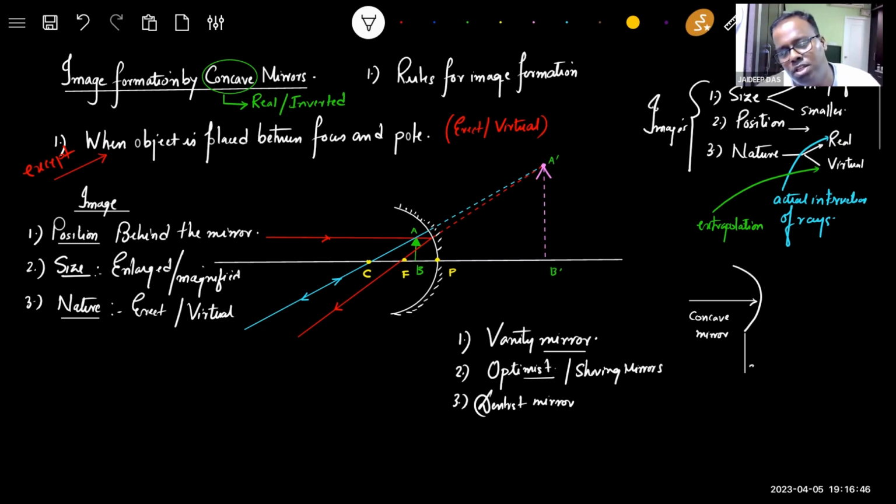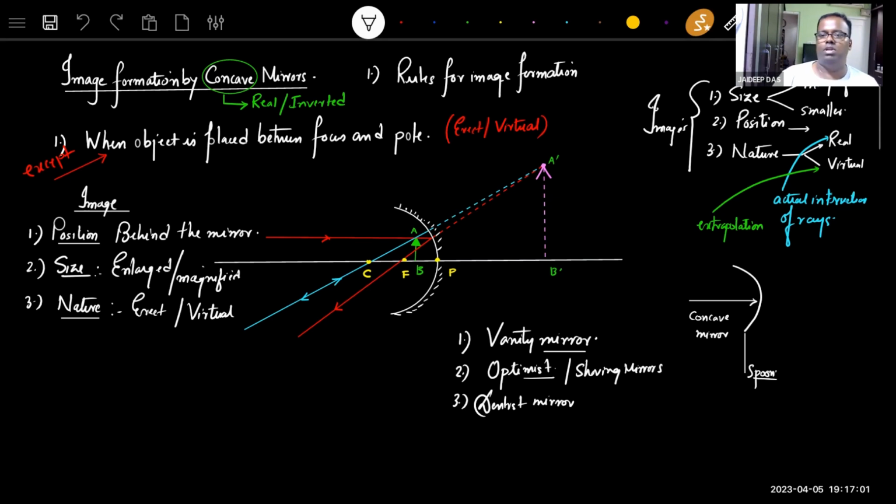The spoon that I gave. If you hold a new spoon which is there in your house, in your cutlery, take the spoon, bring it near your face, you will see an erect image of yours because you are between the pole and the focus. As you move the spoon away from your face, immediately your face becomes inverted and enlarged. Okay? Would you like to draw anything or any diagrams? We can take a break and go to the next case after this.